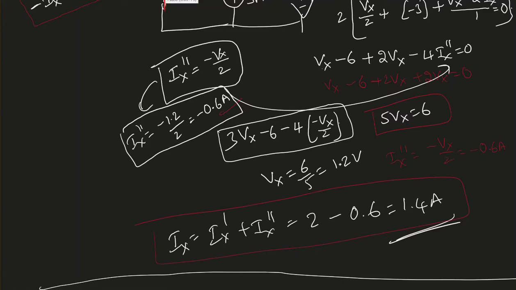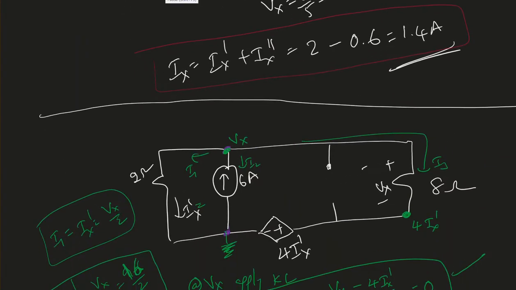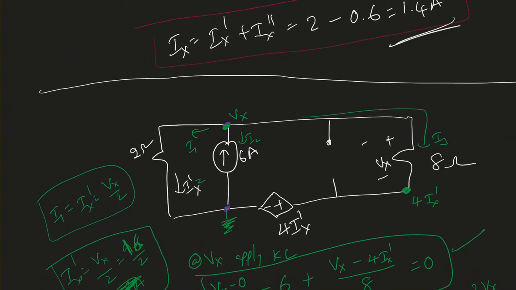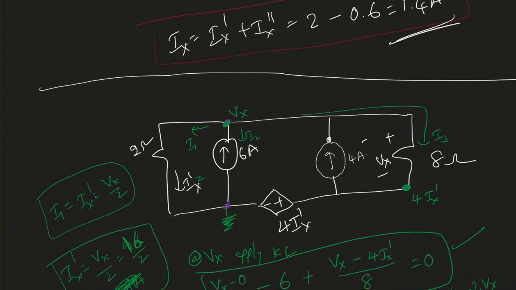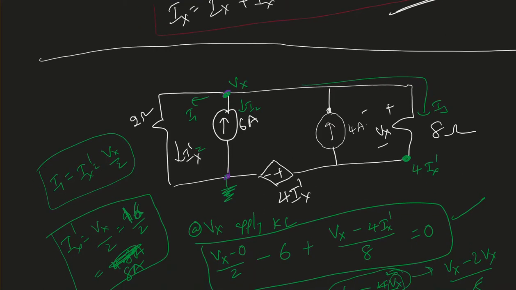I'm going to solve another example with a dependent source. So here is the next example. There are 2 independent current sources, one is 6 ampere, another one is 4 ampere, and there is one dependent source. Since there are 2 independent sources, we need to solve this circuit twice. So in step 1, I'm going to keep the 6 ampere source and replace the 4 ampere current source with an open circuit.